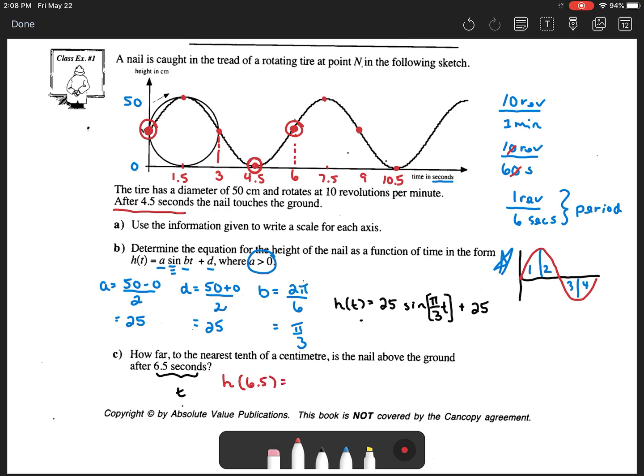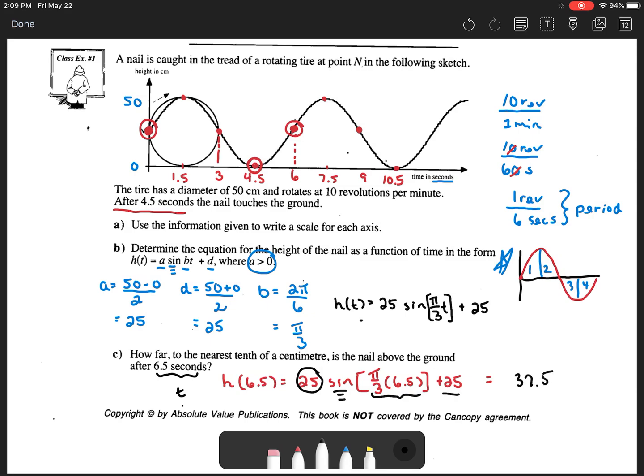So I want to know the height at 6.5 seconds. This is the way we notate it. 25 sine of π over 3, now I enter my value of 6.5 seconds, and then I add 25. Now remember, when I do this calculation, it should be in radian mode. The way we do the calculation is this. I deal with this first, multiplying those values together. Then I take the sine of whatever value is inside the brackets, multiply by 25, and then finally add that 25 at the end.